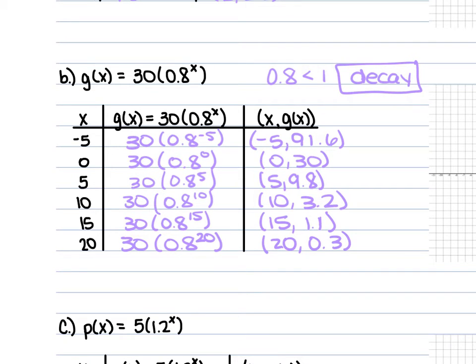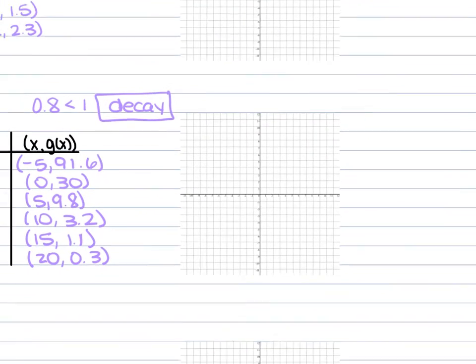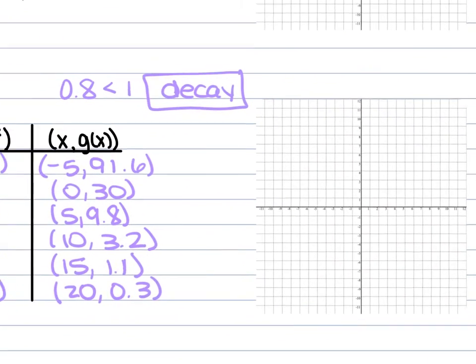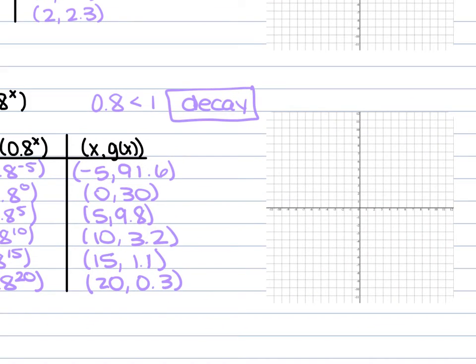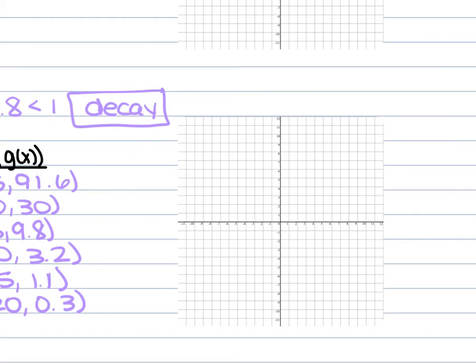So when we go to graph these, whatever we can graph, we will on this graph. The only one that we're really going to be able to graph is that 5, 9.8.